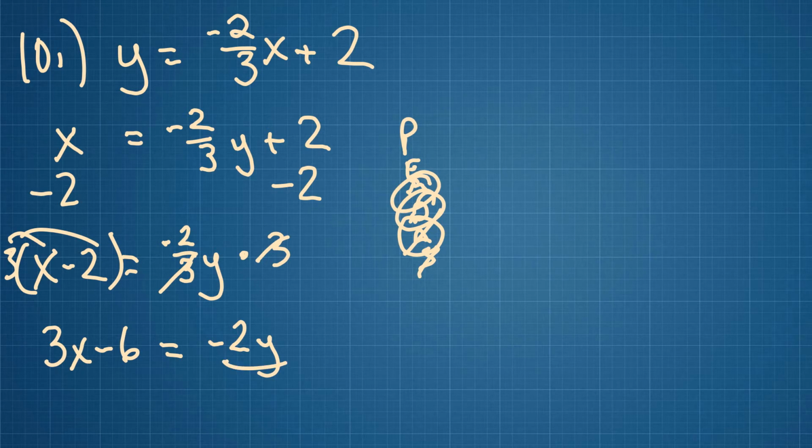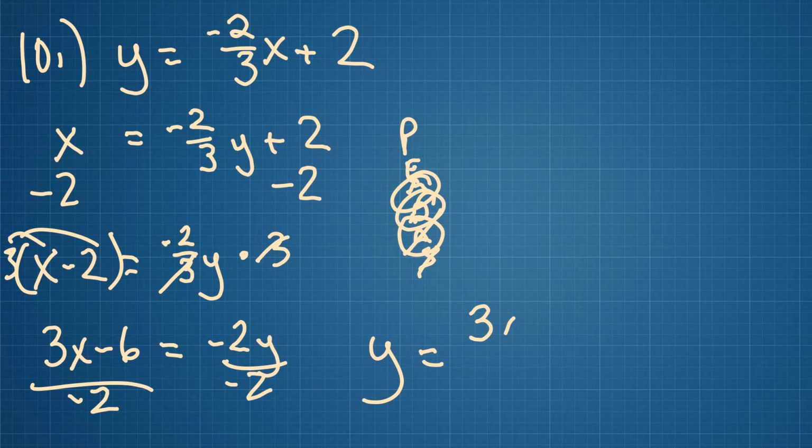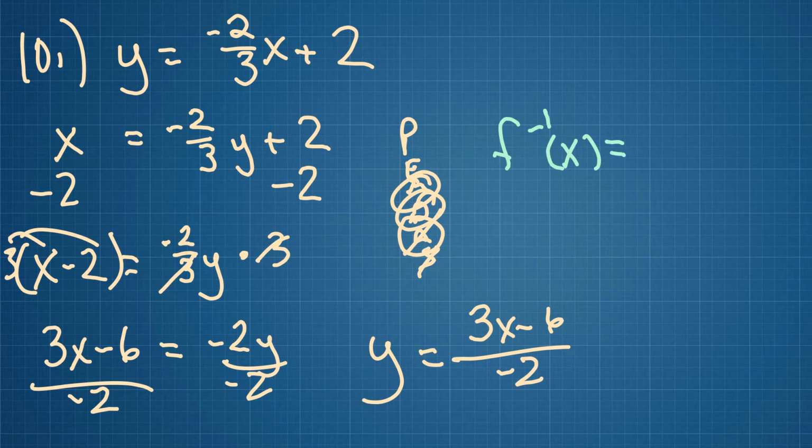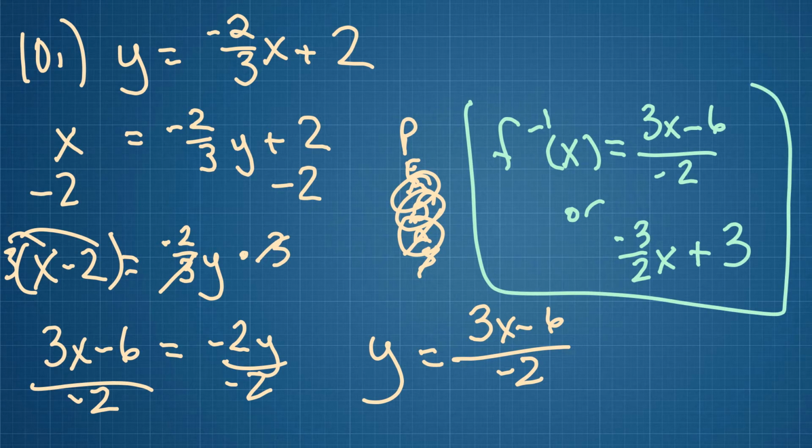Now I'm going to get rid of the multiplication. That's why I divide by negative 2. So I end up with y equals 3x minus 6 all over negative 2. So my final answer becomes f negative 1 of x equals 3x minus 6 all over negative 2. Or I could split this negative 2 up and it goes to both, where it'd be negative 3/2 x plus 3. Either one of those is a correct answer. Just make sure you have this f negative 1 of x. All right.